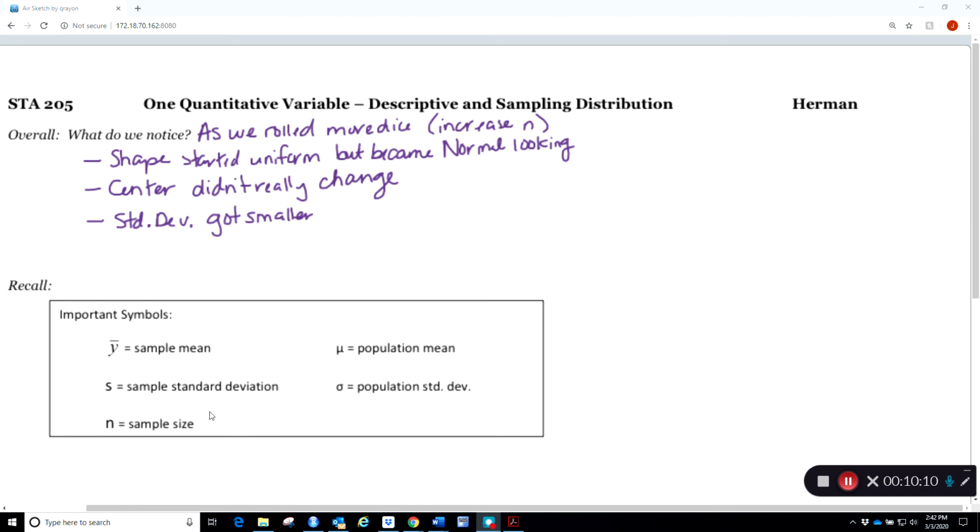The last part on this page is just kind of reminders of some symbols, because you're going to see them showing up quite a bit. So remember, we have different symbols for sample values versus population values. So again, just make sure you're familiar with the symbols as we dive into formalizing our sampling distribution.